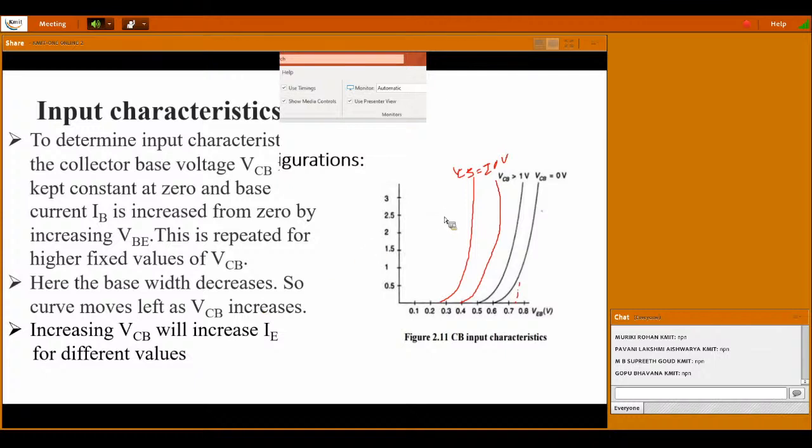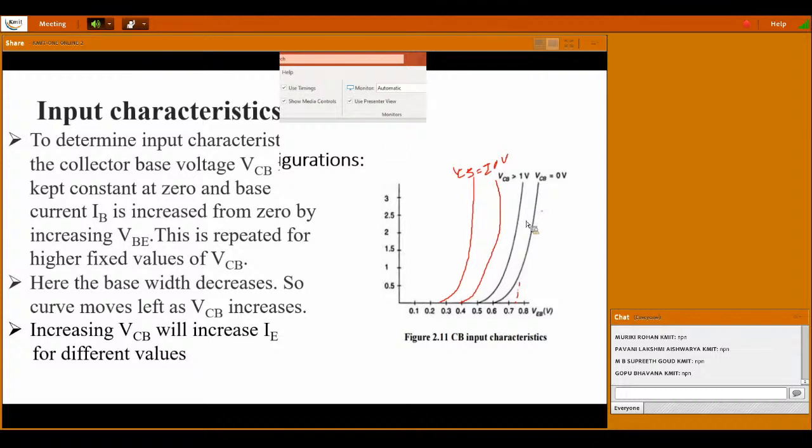As we already know, with VCB zero, there is no reverse bias on the output junction. Hence the depletion layer width is less, hence the emitter current is more. When we apply positive voltage to the collector to base junction, the base width will reduce. When the base width reduces, base current decreases. If base current is decreasing, then emitter current increases. So emitter current is increasing.